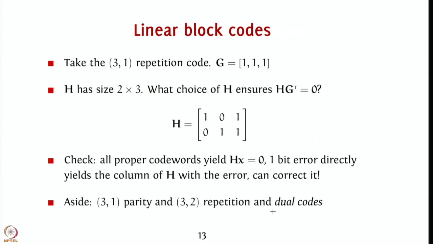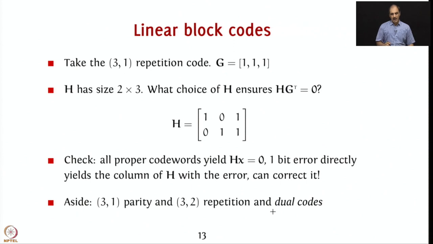Similarly, if you take the 3-1 repetition code, as we just saw, the generator matrix is 111, and this is one of the equivalent parity check matrices. You can check that all proper code words yield Hx equal to 0. So a 1 bit error directly yields the column in which the error has occurred. How? Here is the interesting part. If you take H as 101 and 011, and post multiply by any code word, what are the code words? The code words are 000 and 111.